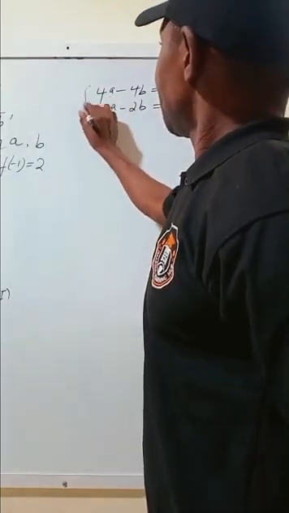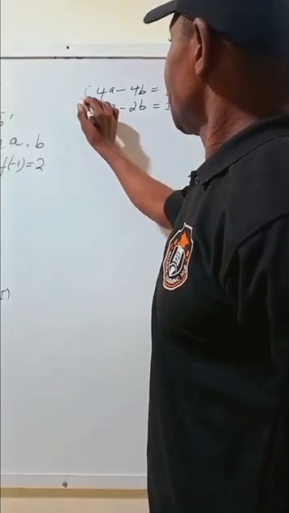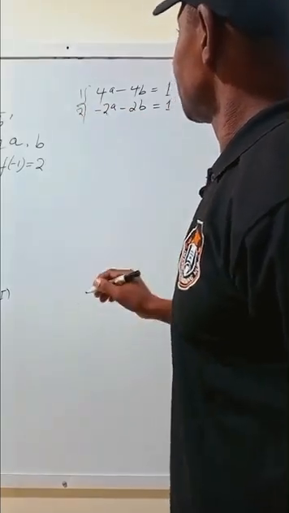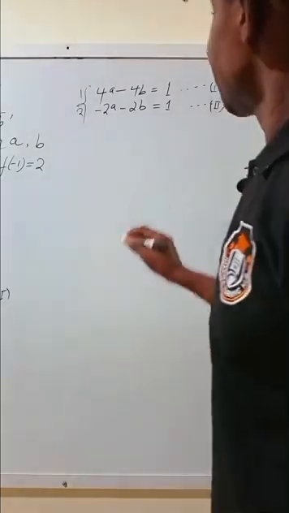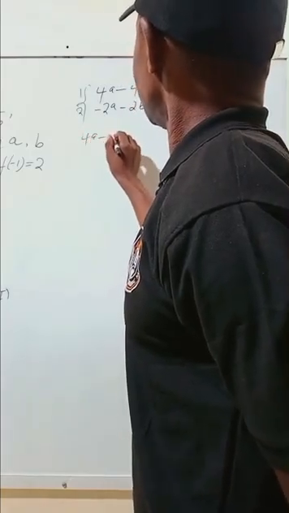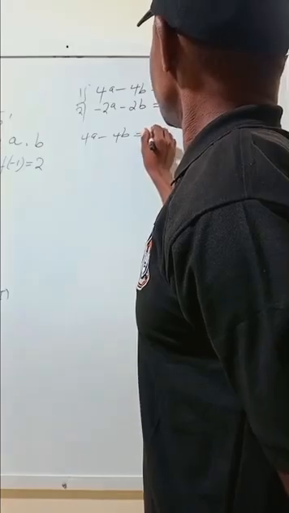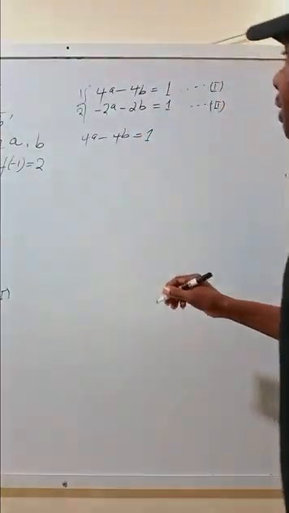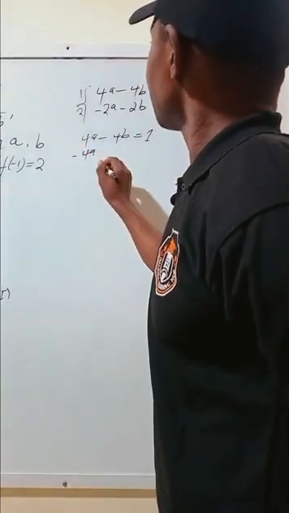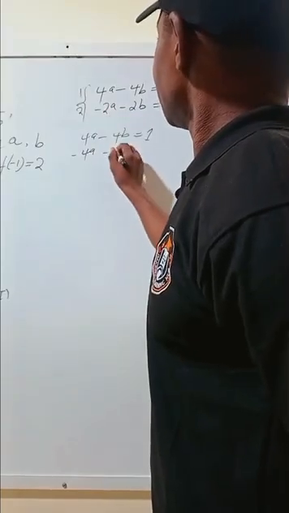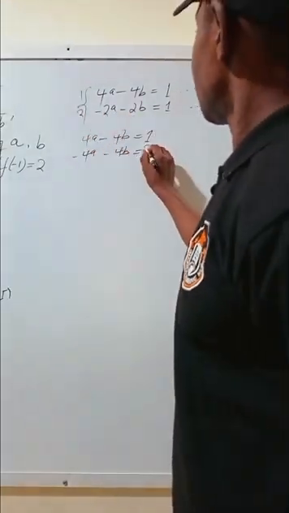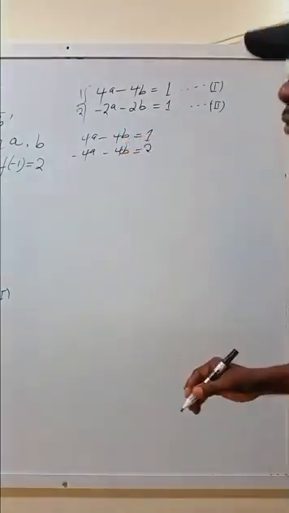By multiplying equation 1 by 1, and equation 2 by 2. When that happens, the first equation remains as it is, that is 4a minus 4b equals 1. The second equation changes because we multiply it by 2 and we shall have negative 4a minus 4b equal to 2 times 1, which gives us 2. So these are our new equations.